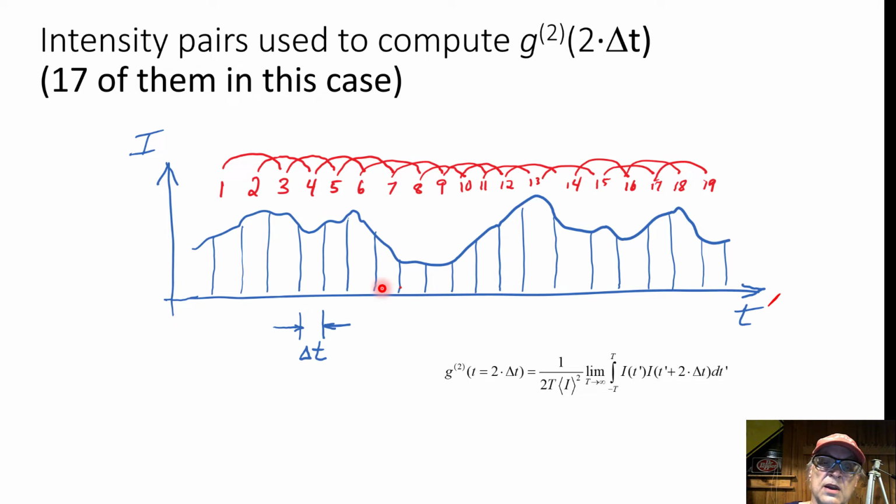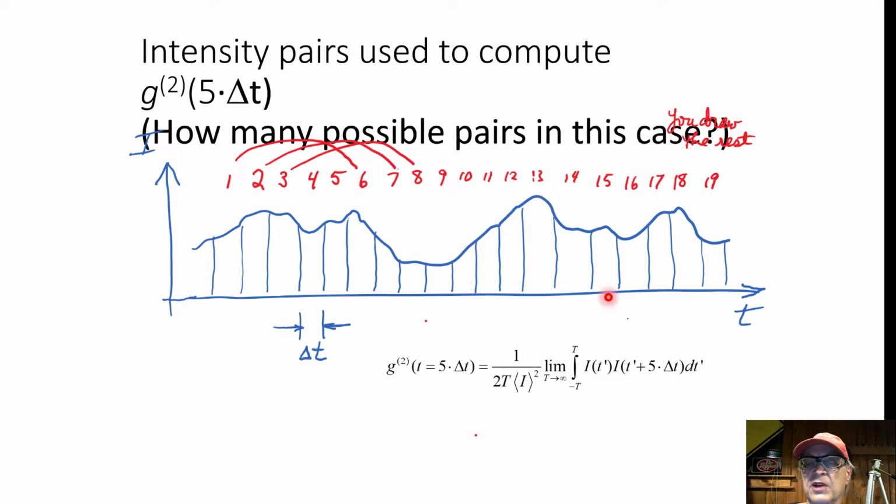The next one, we'll skip ahead. We'll do 5 delta t, and again, I have to prime that t there. You can prime it on your notes if you like. Now we're comparing 1 and 6, 2 and 7, 3 and 8, 4 and 9, and so forth. We have fewer pairs than we did earlier on, but we still have quite a lot that we can calculate. We sum all those together because that's what the integral says to do: take the average of all possible pairs over the time scale of your measurement.